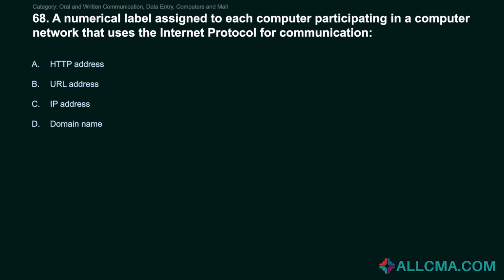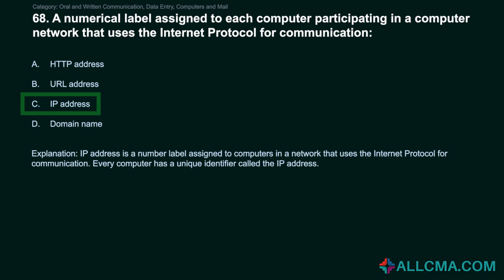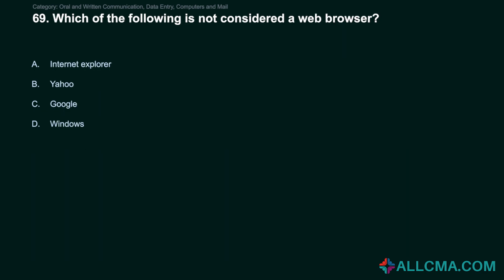68. A numerical label assigned to each computer participating in a computer network that uses the Internet Protocol for communication. A. HTTP address. B. URL address. C. IP address. D. Domain name. Correct answer, C. IP address. An IP address is a numerical label assigned to computers in a network that uses the Internet Protocol for communication. Every computer has a unique identifier called the IP address. 69. Which of the following is not considered a web browser?